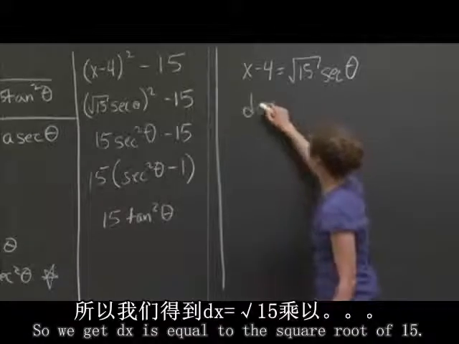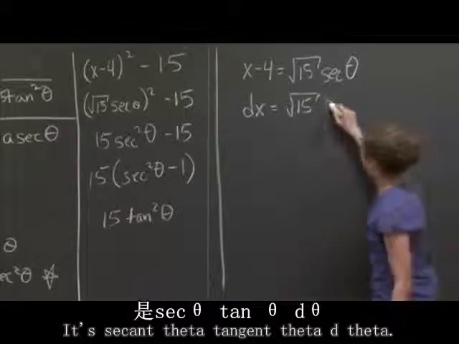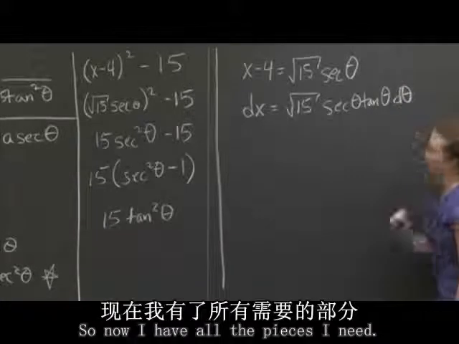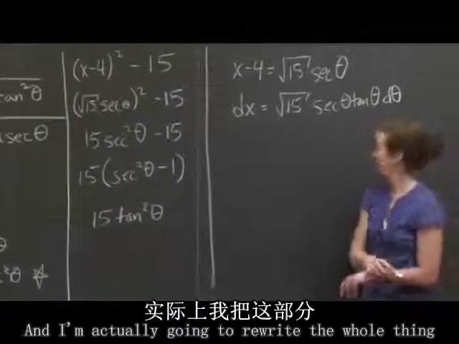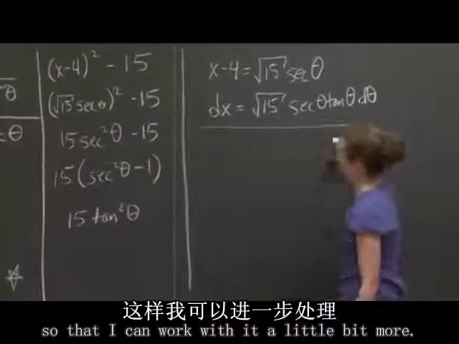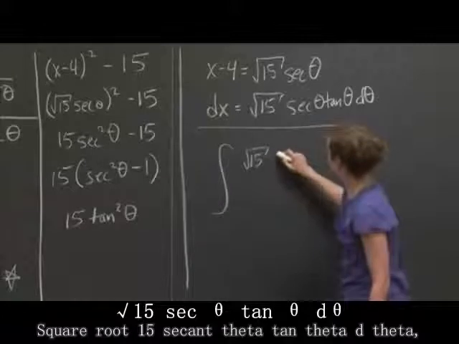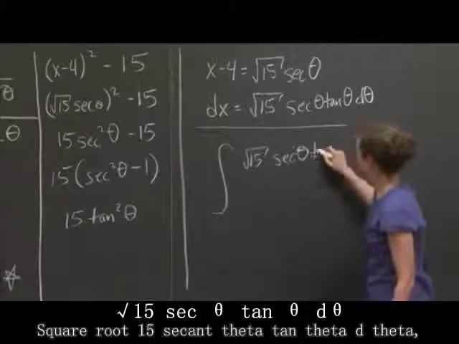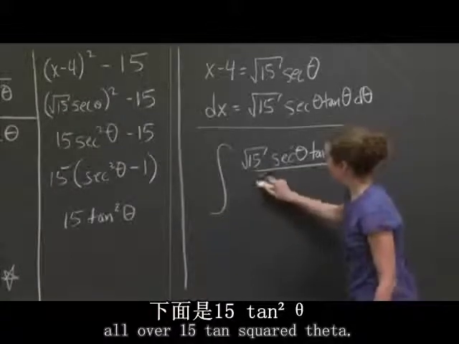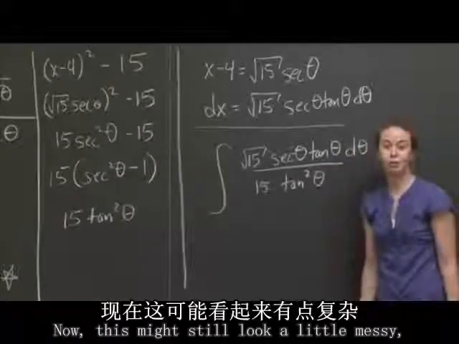So we get dx is equal to square root of 15. Well, what's the derivative of secant theta? It's secant theta tangent theta d theta. So now I have all the pieces I need. And I'm actually going to rewrite the whole thing over here underneath so that I can work with it a little bit more. So the dx is in the numerator: square root 15 secant theta tan theta d theta all over 15 tan squared theta. Now this might still look a little messy, but we can simplify it some more.